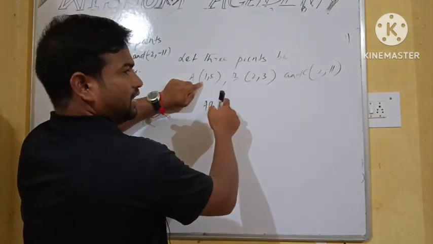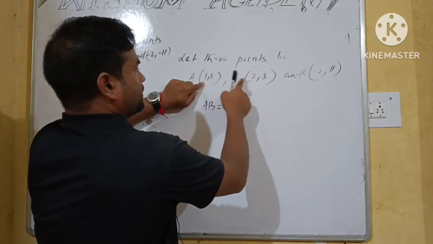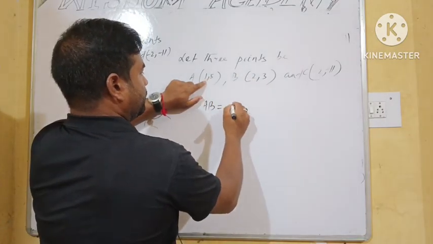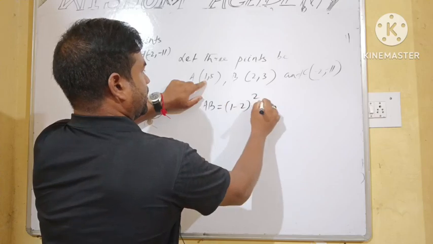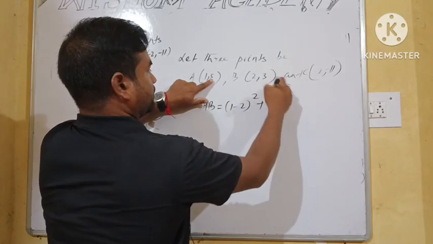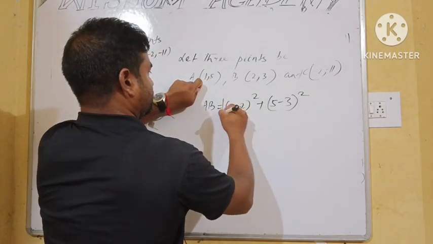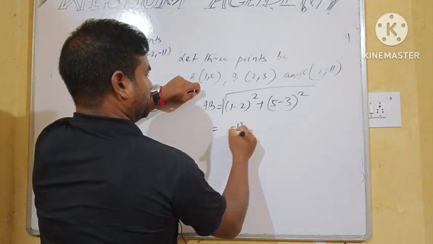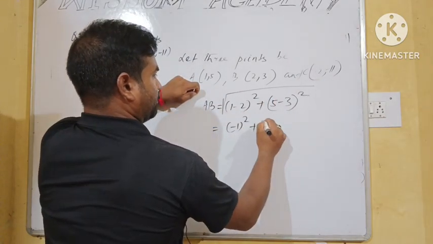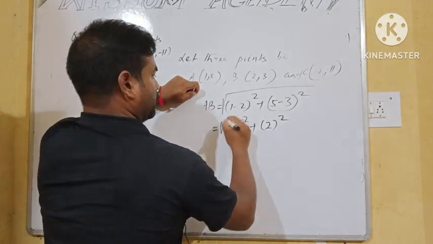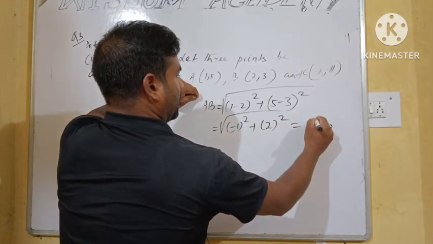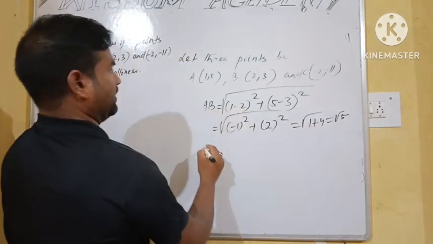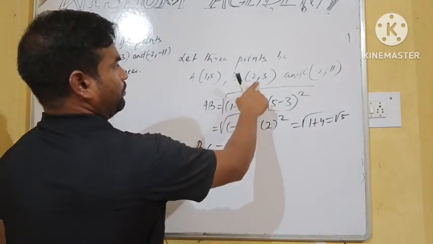So by using the formula, square root of (x minus x1) the whole square plus (y minus y1) the whole square. Write down: (1 minus 2) the whole square plus (5 minus 3) the whole square. Then (1 minus 2) is minus 1, the whole square, plus (5 minus 3) is 2, the whole square. Write down 1 plus 4, square root of 5. AB is root 5. Then find BC.